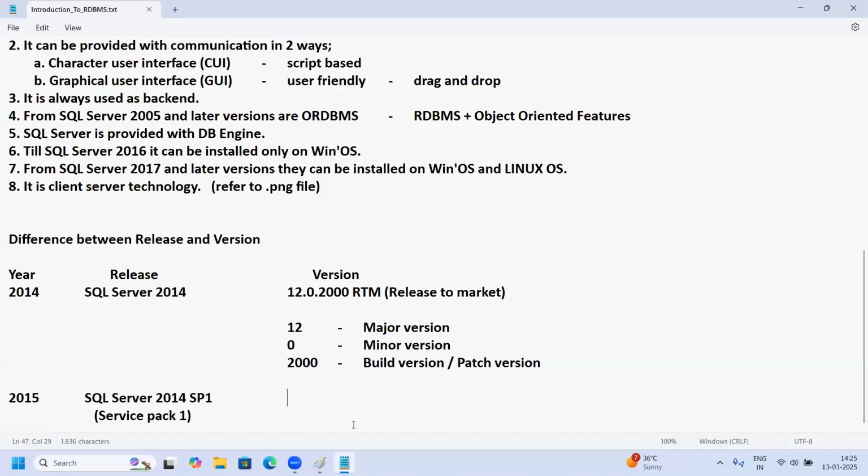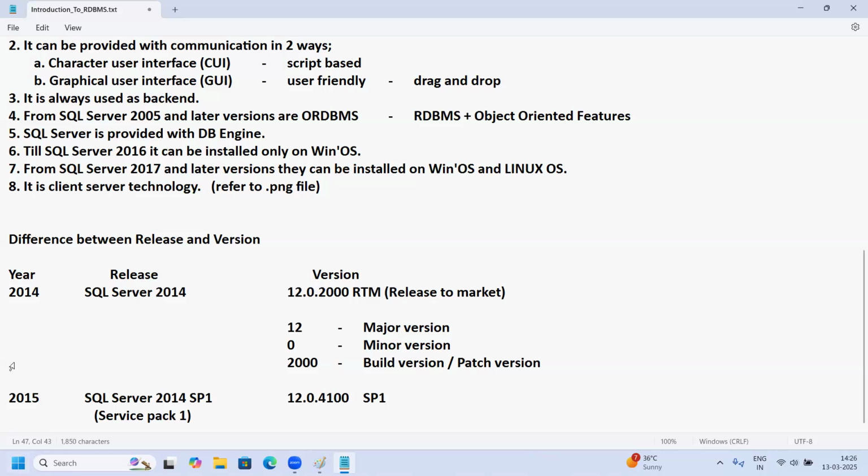And what is the version? What is the version they introduced? The version is 12.0.4100. Yeah. What is it? SP1, not RTM. SP1 it is.